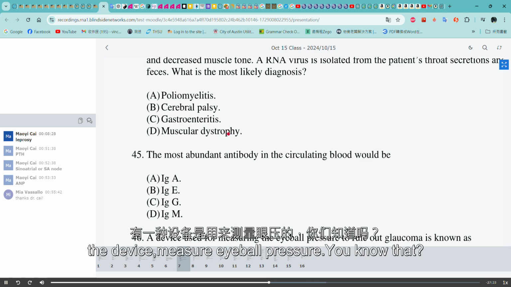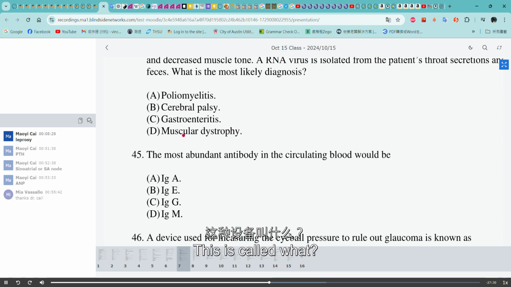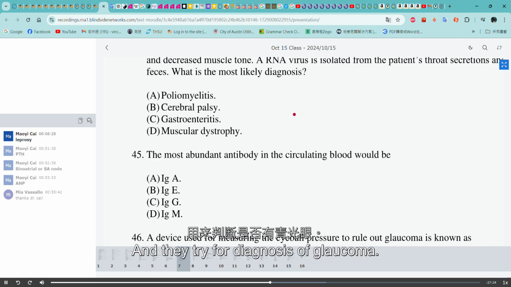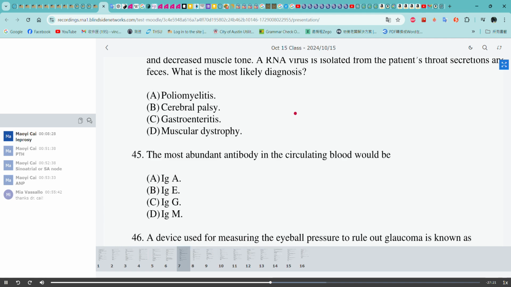46. The device that measures eyeball pressure. You know that this is called what? Tonometer. Tone. You measure the eyeball tone. If the pressure is high or not, right? And they try it for diagnosis of glaucoma. So this is A, tonometer, okay?